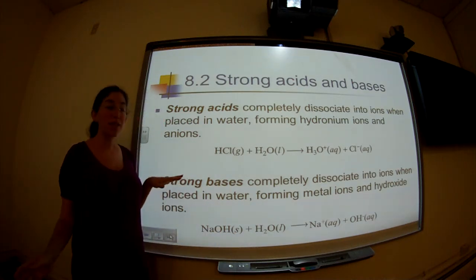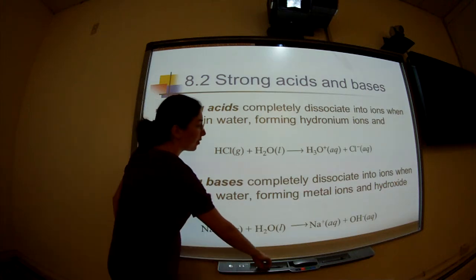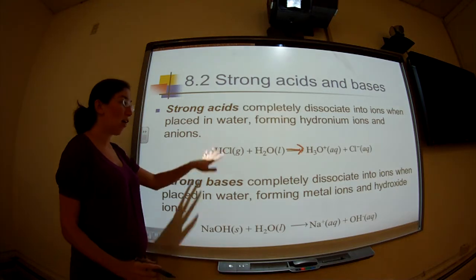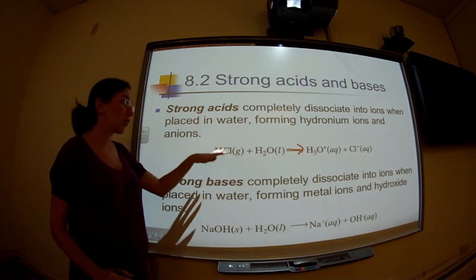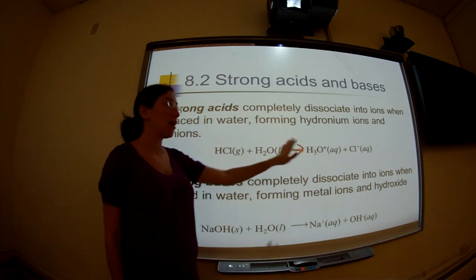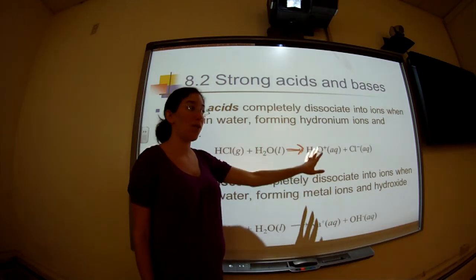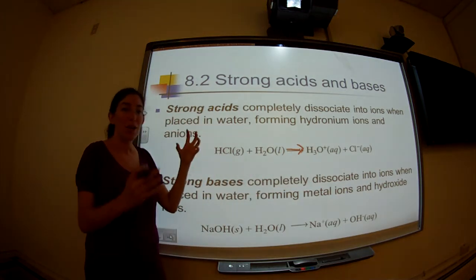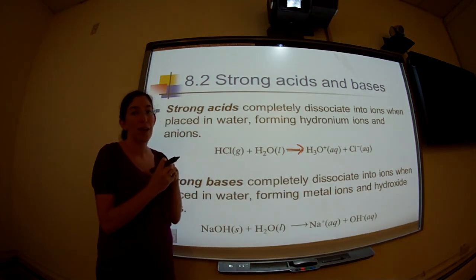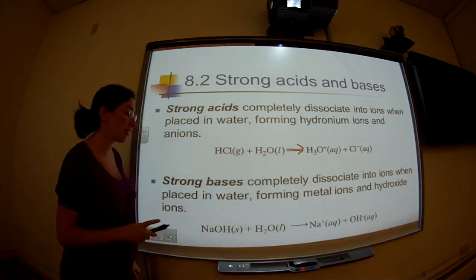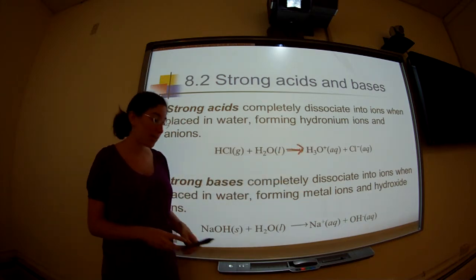They completely dissociate, meaning that this arrow here is one way. When you mix hydrochloric acid in water, all of that HCl becomes H plus, or hydronium, and chloride ions. There are no HCl molecules actually left. They're all completely broken up and dissociated. Same thing with strong bases.